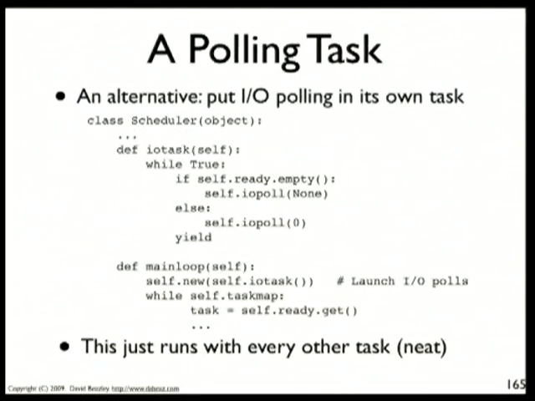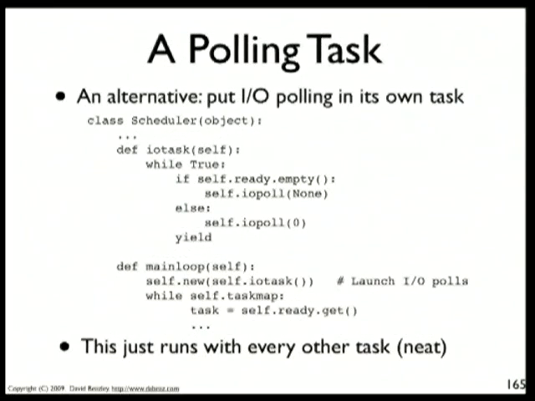I actually took a different approach in the implementation. It turns out you can put the I/O polling into its own task. It's a weird, sneaky way to do it, but you can write a coroutine entirely in the scheduler that just polls for I/O and deals with that. So this is a task that will actually run with all of the other tasks in the system. I don't know whether that's the best way to do it, but it's certainly a sneaky, subtle way to do it.